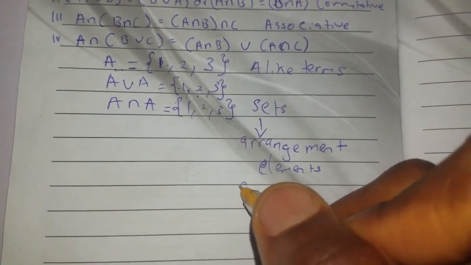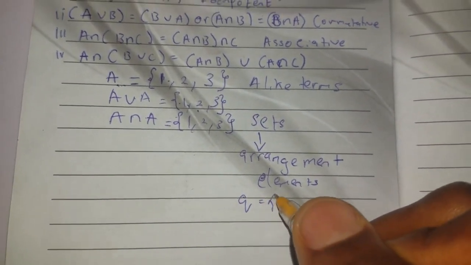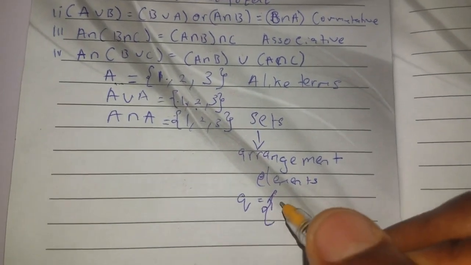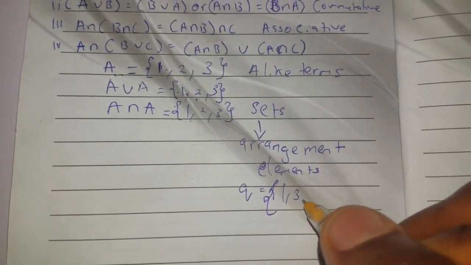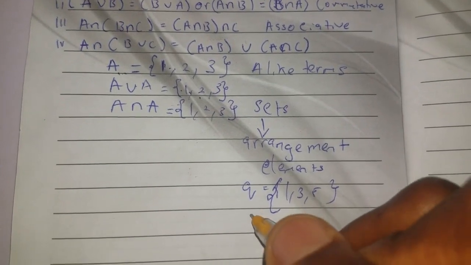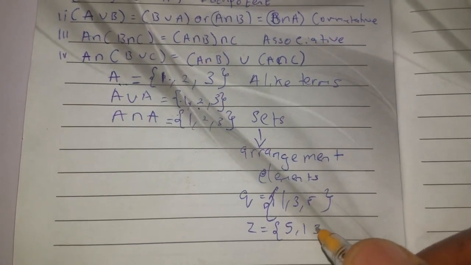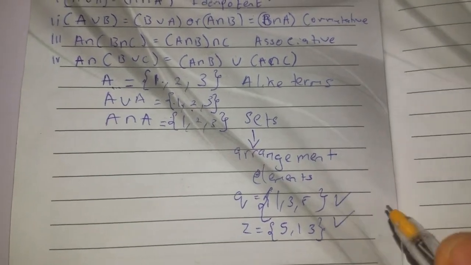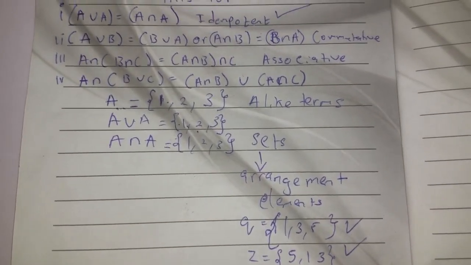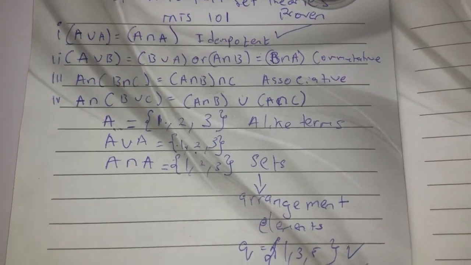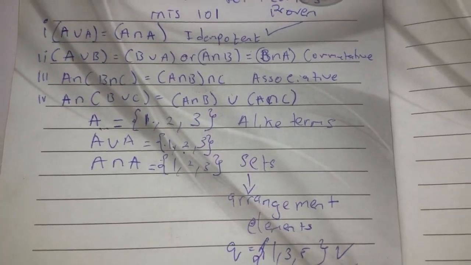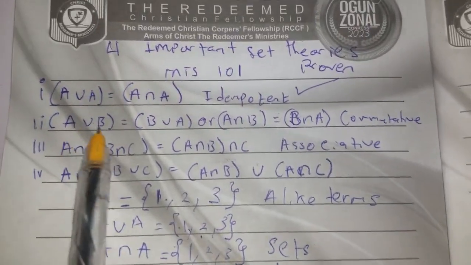Even if set Q is equal to, okay, let me do the bracket very well, set bracket 1, 3, 5, and set Z is equal to 5, 1, 3, they are the same thing. They are subsets of one another. Don't worry, in my main set video, I'll be explaining this. But now let me move to B.